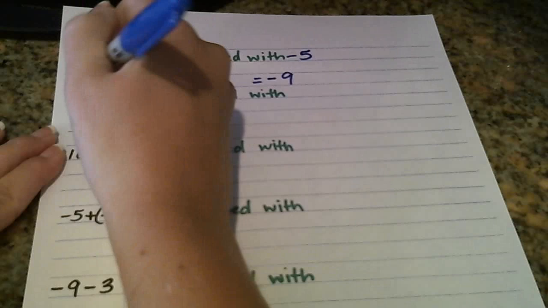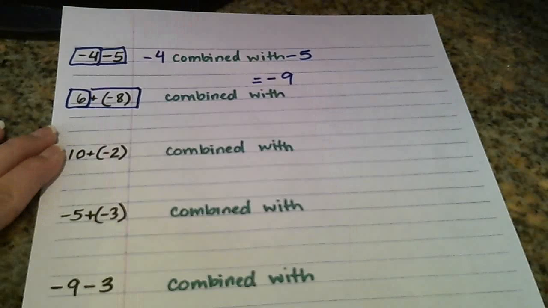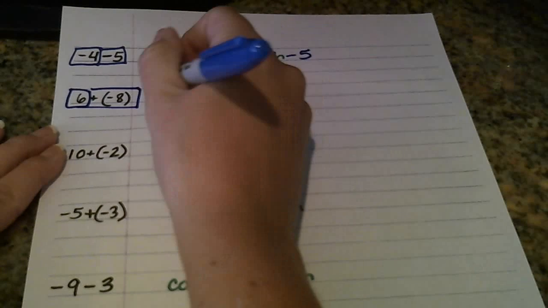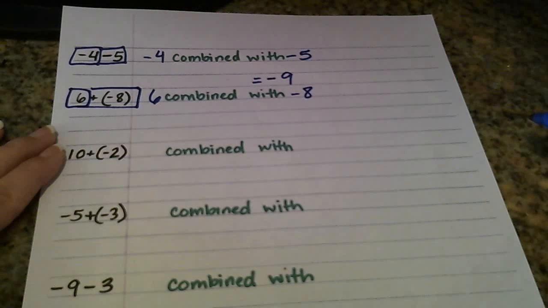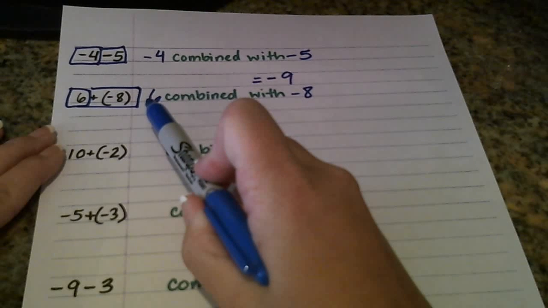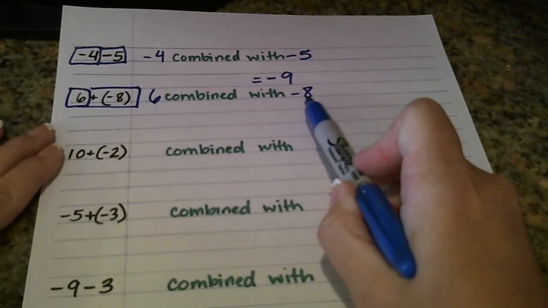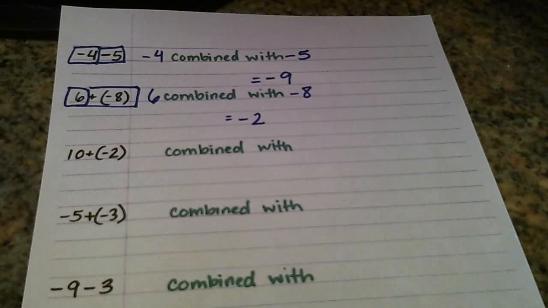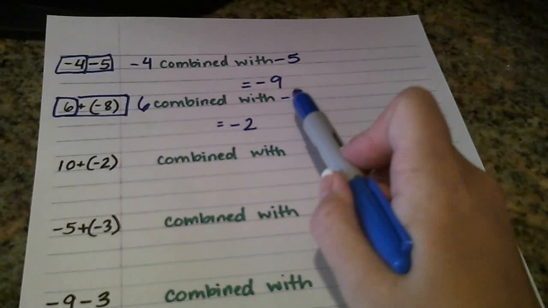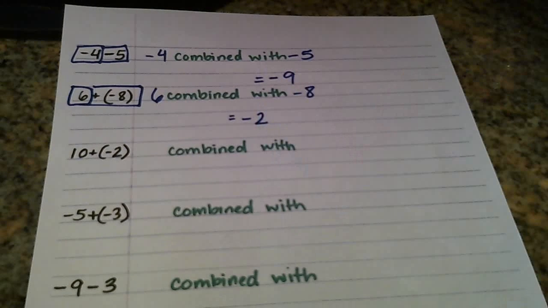My next example, boxing out the number with the sign in front of it. You've got a positive 6 combined with a negative 8. So you've got two numbers that have different signs in front. So if you've got different signs, you're going to take the difference and use the sign of the bigger number. These 6 positives are going to cancel out 6 of the negatives, and what you're going to have left are 2 negative chips. The difference between 6 and 8 is 2. 8 is bigger than 6, so I'm going to use the sign out in front of the 8 for my answer.